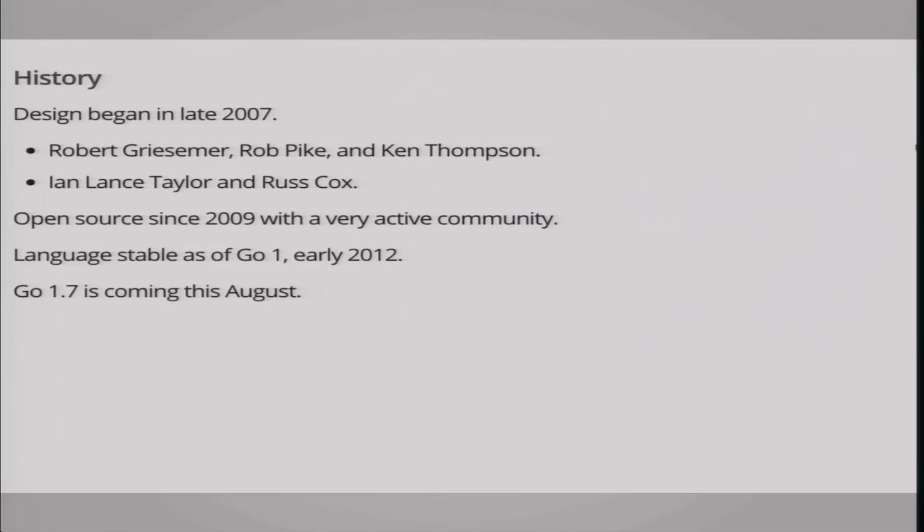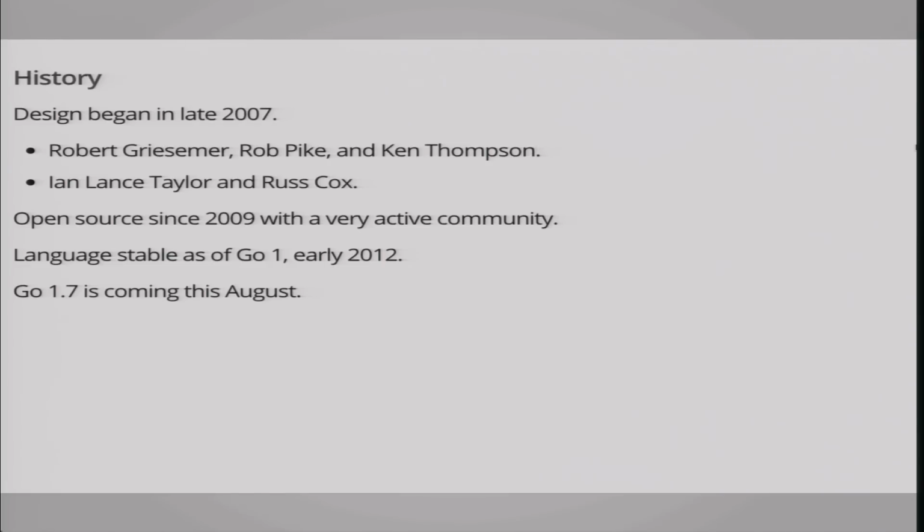Go's design began back in 2007. As legend has it, Robert Griesemer, Rob Pike, and Ken Thompson were sitting around waiting for a large C++ program to compile. And so they had some time to think about everything that was wrong with the programming languages Google was using at the time. They were joined shortly thereafter by Ian Lance Taylor and Russ Cox.